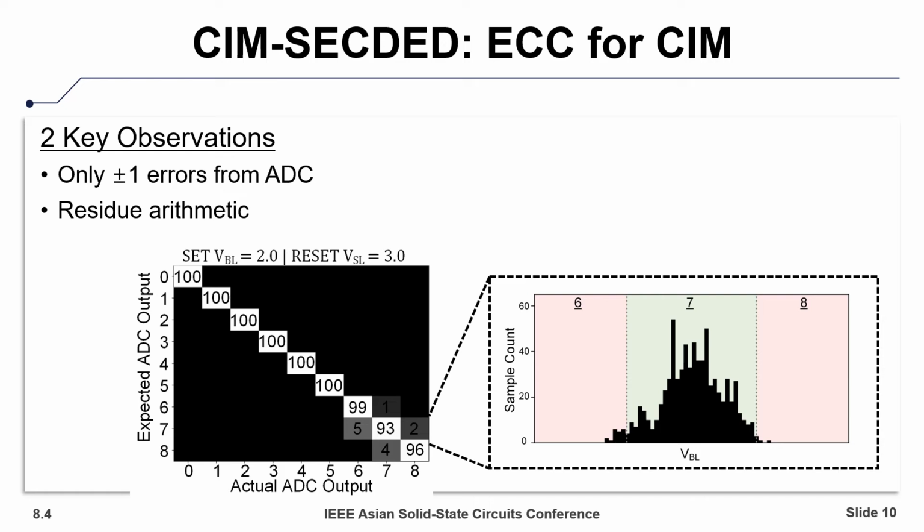And the second key observation is a relatively old idea called residue arithmetic, which basically means that parity schemes used by traditional ECC work after summing multiple rows together, assuming only plus or minus 1 errors occur.